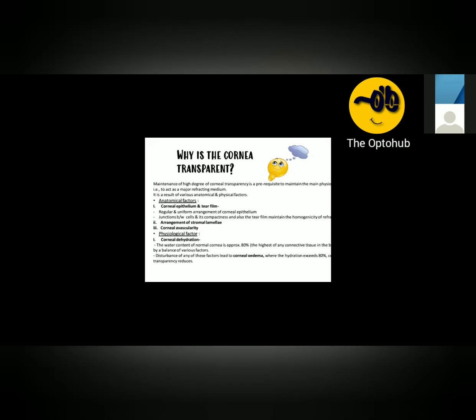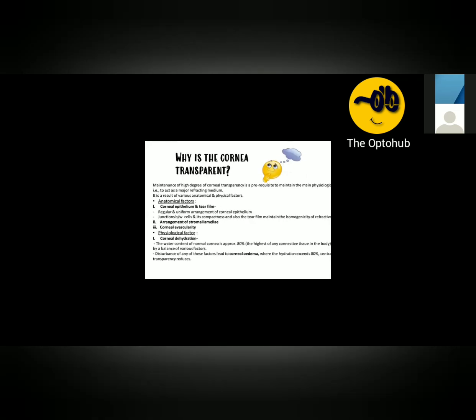factor in keeping the cornea transparent. And the corneal avascularity. The cornea, as I said, does not have its own blood vessels, and this also plays a role in maintaining the transparency of the cornea.